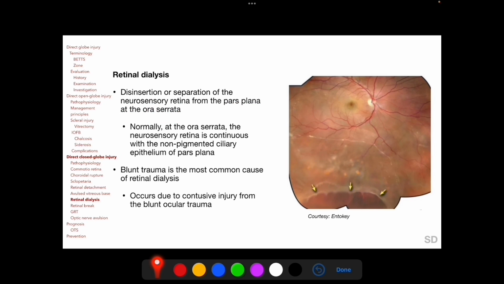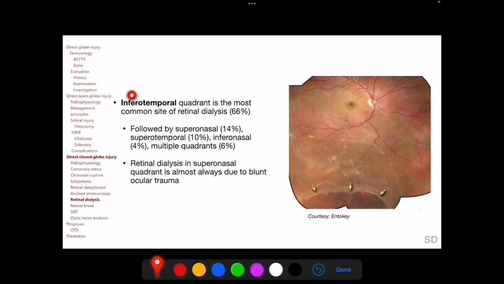Normally, at the ora serrata, the neurosensory retina is continuous with the non-pigmented ciliary epithelium of the pars plana. Blunt trauma is the most common cause of retinal dialysis, and retinal dialysis is said to occur due to contusive injury from the blunt trauma. Inferotemporal quadrant is the most common site of retinal dialysis, and this is important to remember. But retinal dialysis in the supranasal quadrant is almost always due to a blunt ocular trauma.